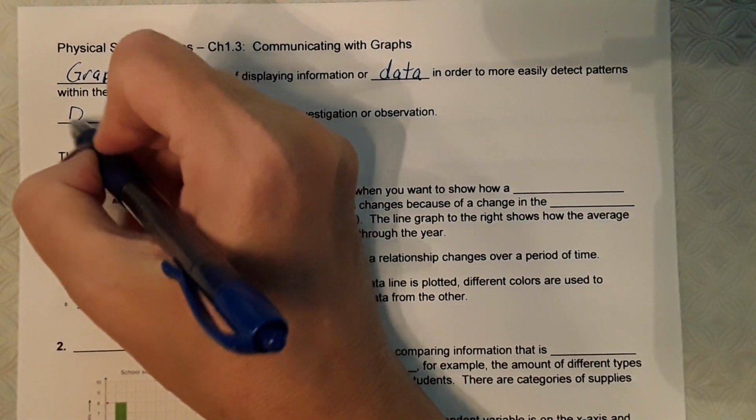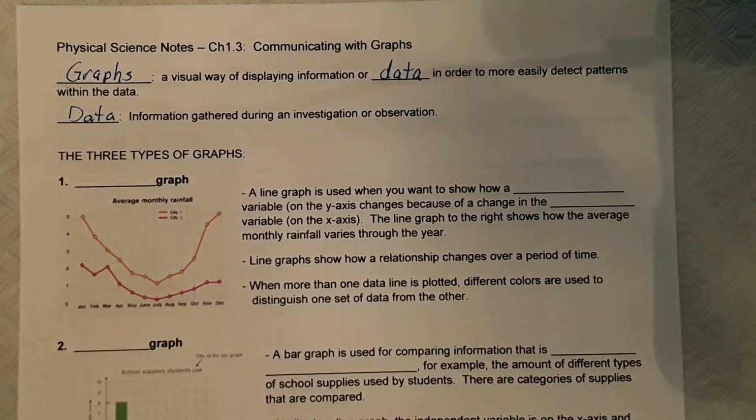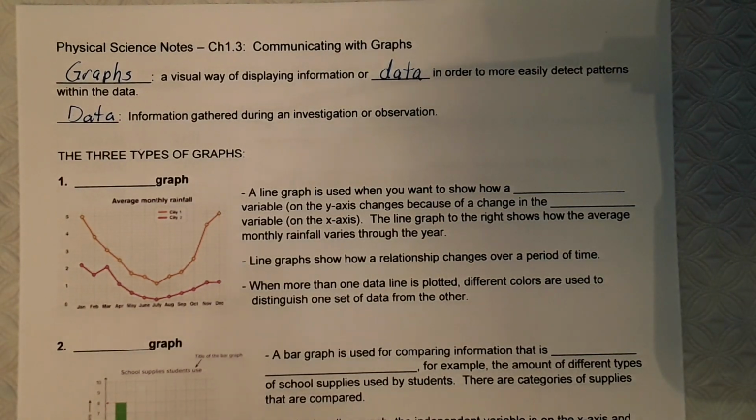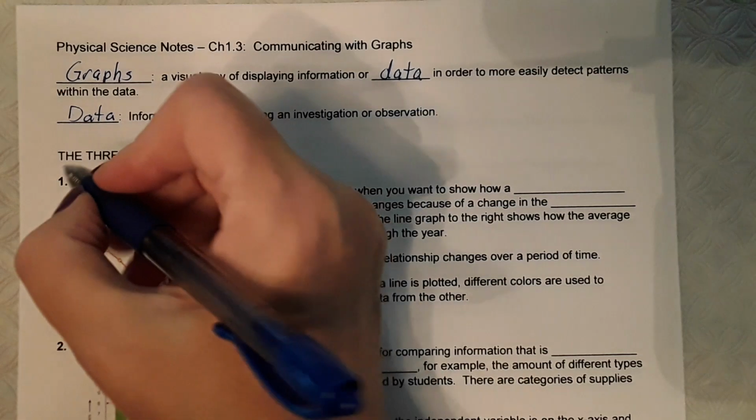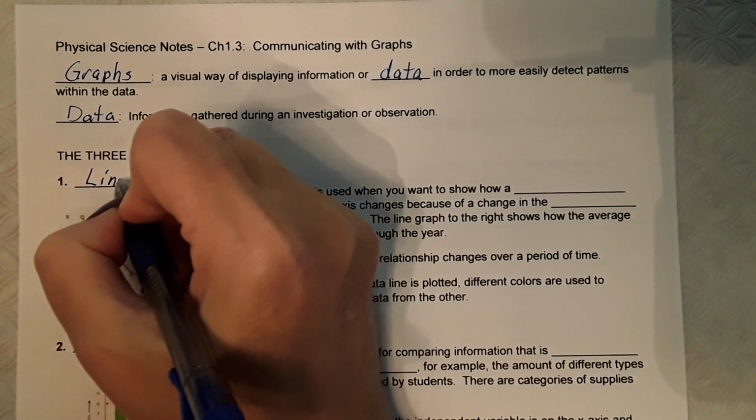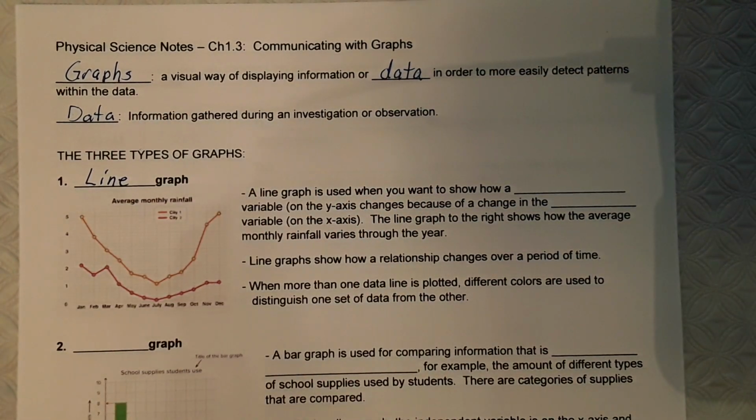Data is simply information that is gathered during an investigation or observation. That information can be numerical or it can be in words, as you'll see in a moment. The three types of graphs that we have are the line graph. Let's talk about the line graph for a moment.